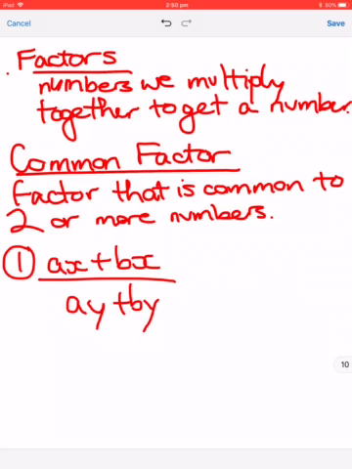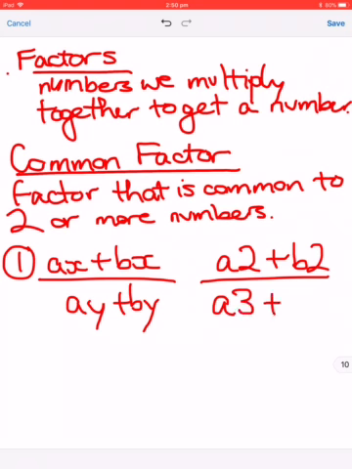So if we had this, and this might help some of you, instead of writing it as variables, you might want to put a number. So you want to put A times 2 plus B times 2 all over A times 3 plus B times 3. Now if I said, okay, find the common factor, a factor is a number that is multiplied by another number. So 2 times A plus B times 2, obviously 2 is the common factor. So you bring 2 outside the front, and you go 2 outside of A plus B.